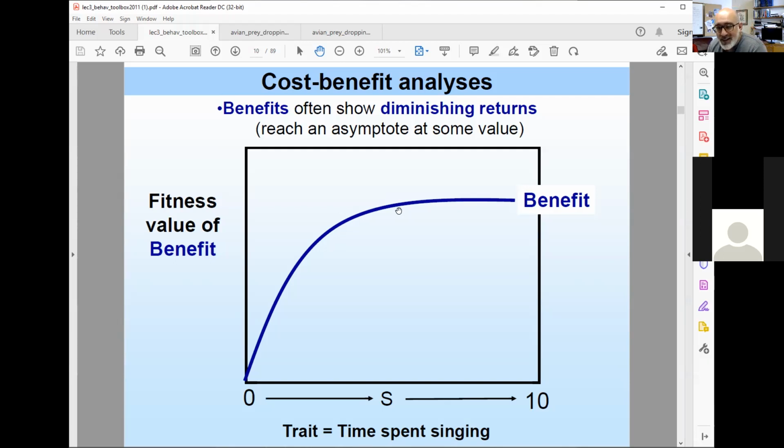And that's the result of this asymptotic curve, right? So the curve is reaching an asymptote. So there's some kind of ceiling on the benefit that you can accrue.